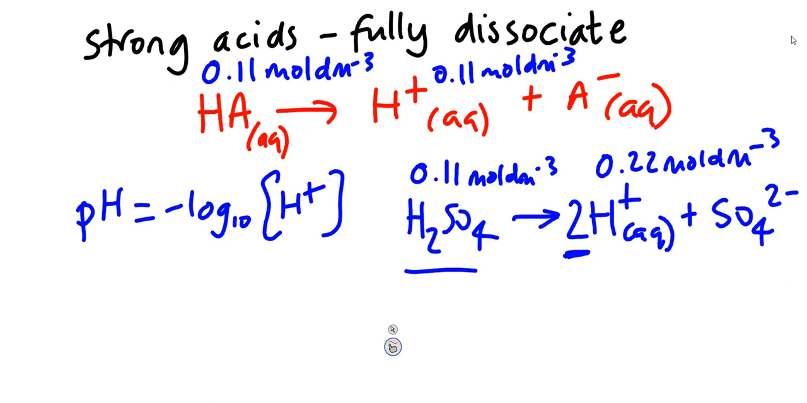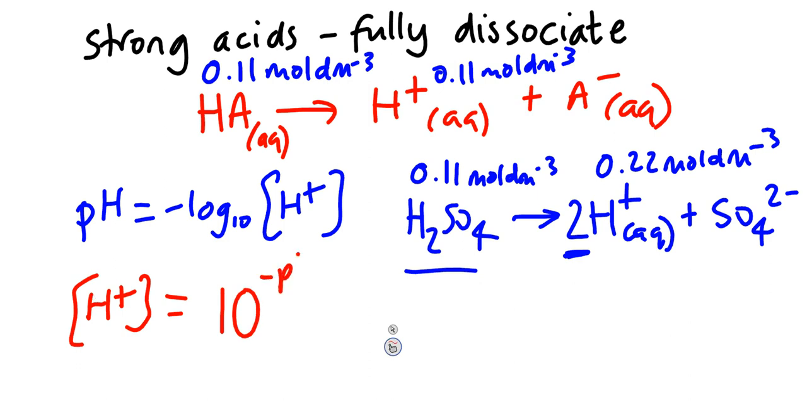Just stepping back to strong acids now. We've worked out how to calculate pH if we're given the concentration of hydrogen ions. How do we work out the concentration of hydrogen ions if we're given the pH? Well, we've got to do the inverse function of the pH equation, which is going to be 10 to the power of minus pH.